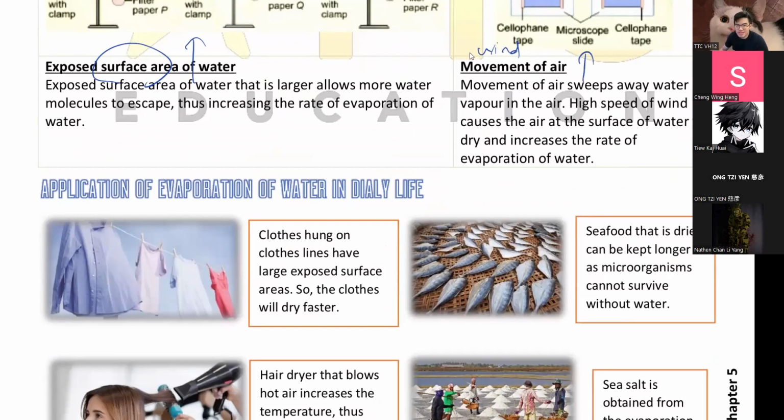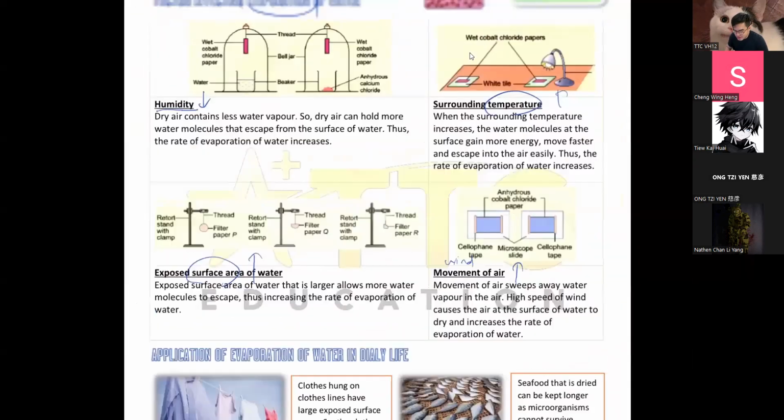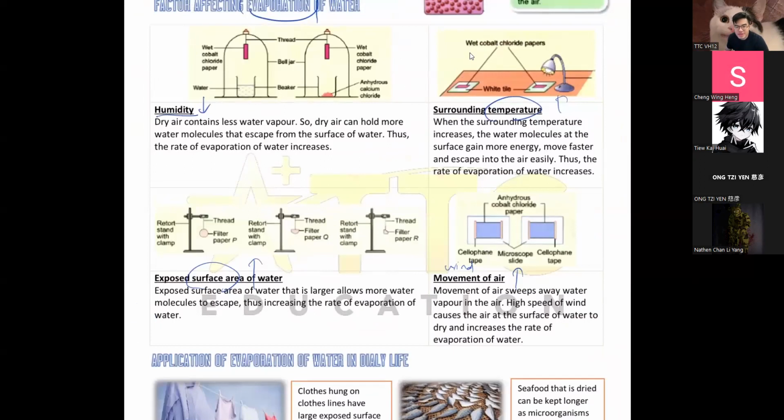So that's the four factors. With these four factors, your clothes should dry very fast. Very dry air, very high temperature, very high surface area, a lot of wind. It should dry very fast. You guys cool? I hope you guys are okay with this. Really easy stuff.